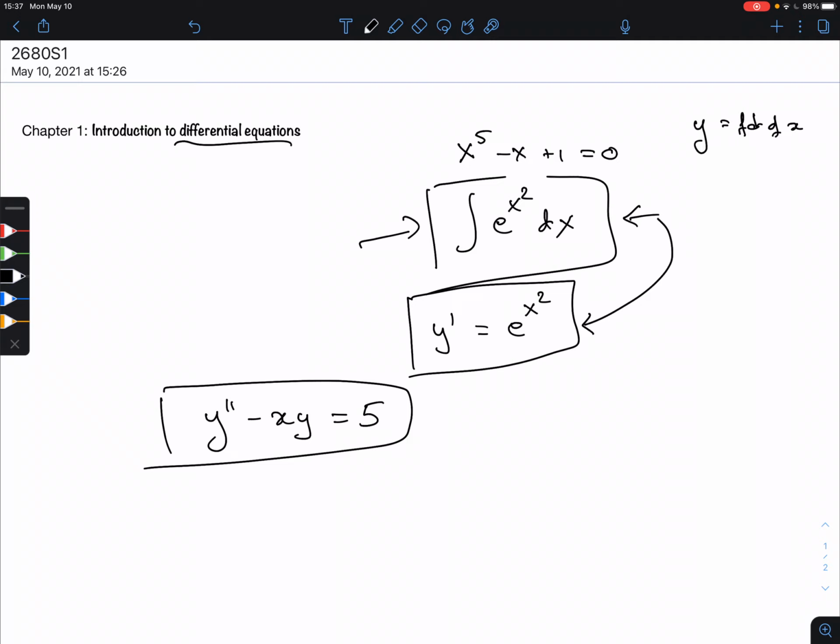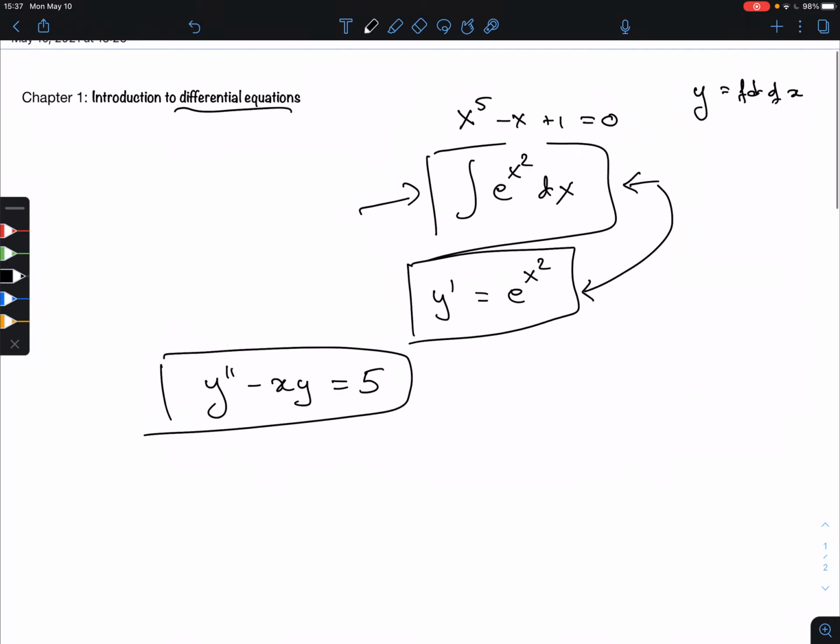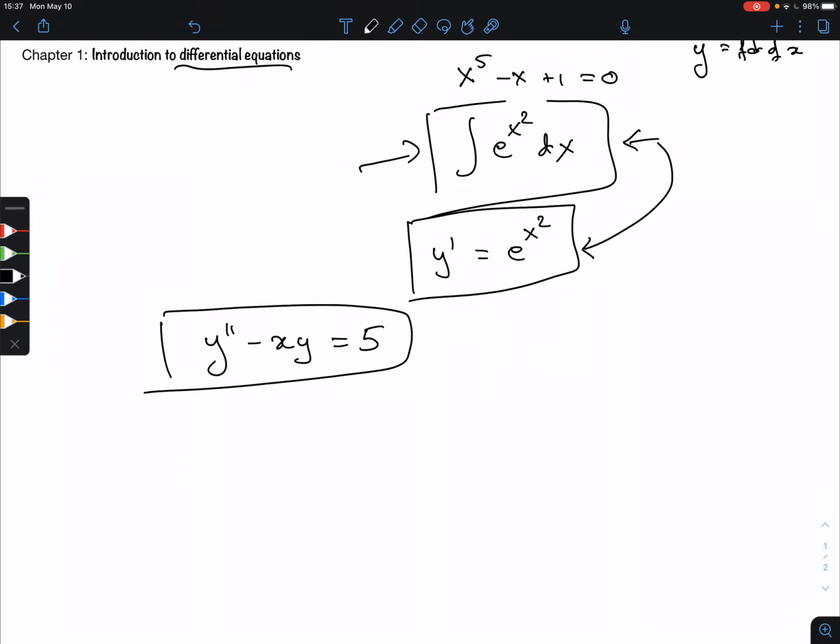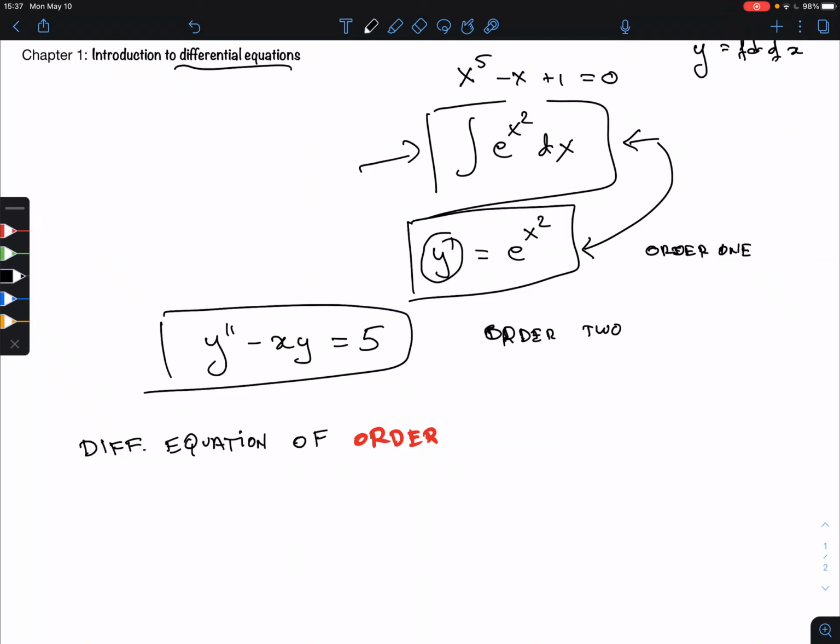So that's a differential equation. Let me give a bit more formal definition of what a differential equation is. For us, a differential equation has something we call order. So what is the order here? This is order 1, this is order 2. Why? Well, it refers to how many times you take a derivative. Here we only take a derivative once, here we took a derivative twice.